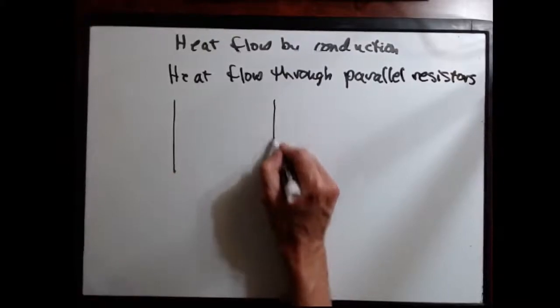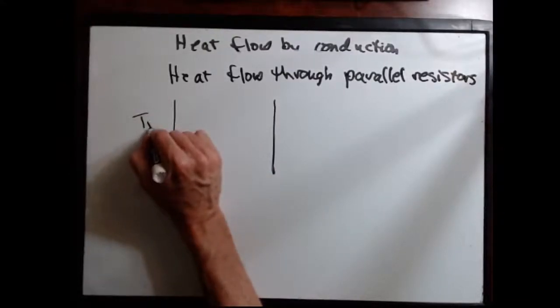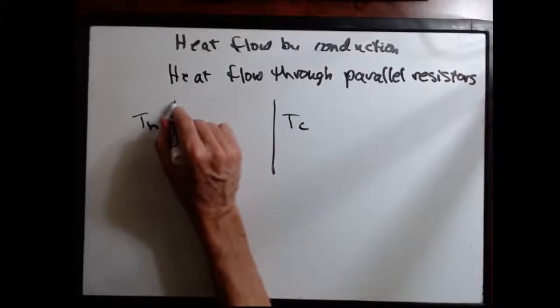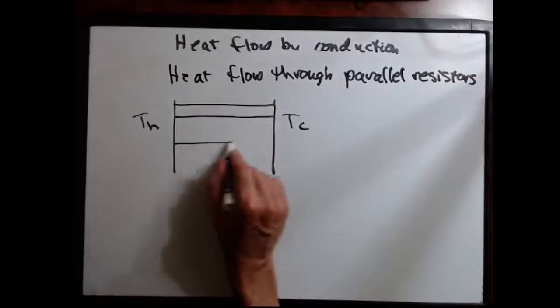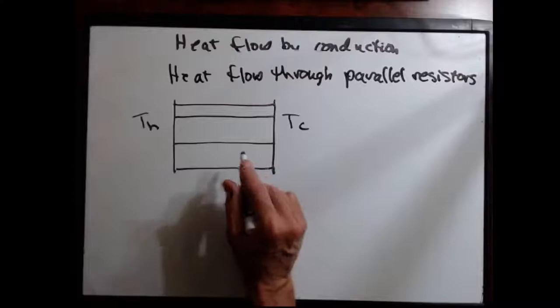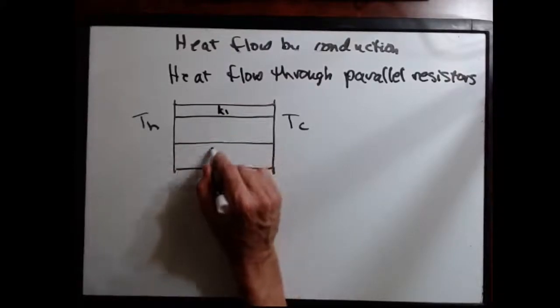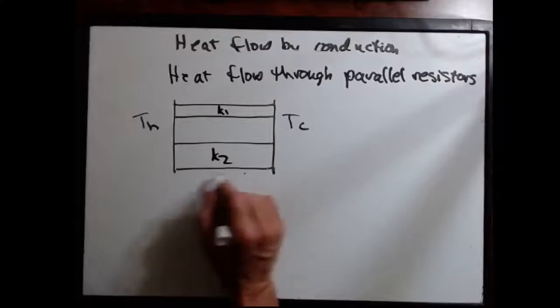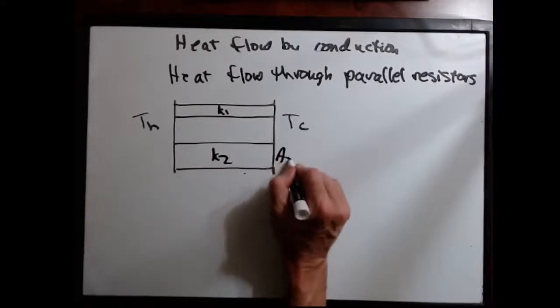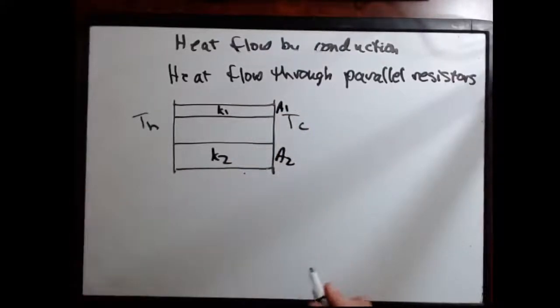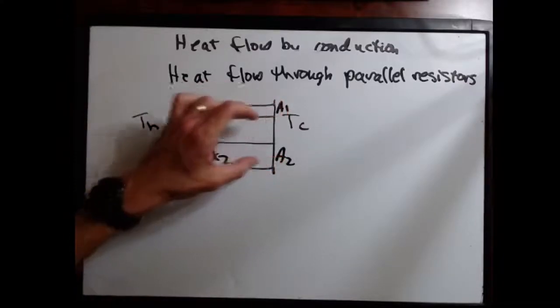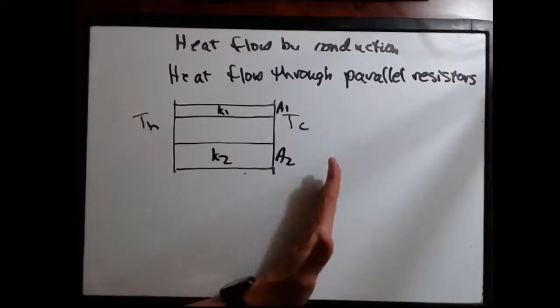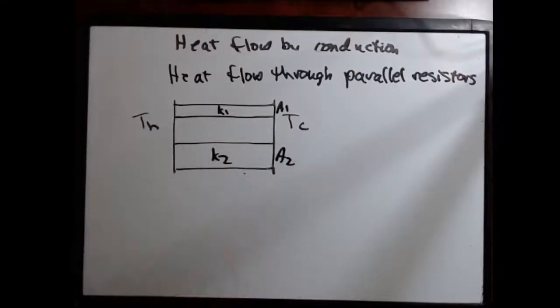So now let's look at a different one, similar but different. Here's T hot and T cold. Now I have two different thermal conductors, this one and this one. I'm purposely drawing them different. This is K1 and this is K2. Maybe they're the same distance, but they have different areas. They wouldn't even have to be the same distance, really. But we call these in parallel because heat can flow through both of them at the same time, unlike the other one where it has to go through one, then go through the other, the same heat. Those are the ones that are in series.